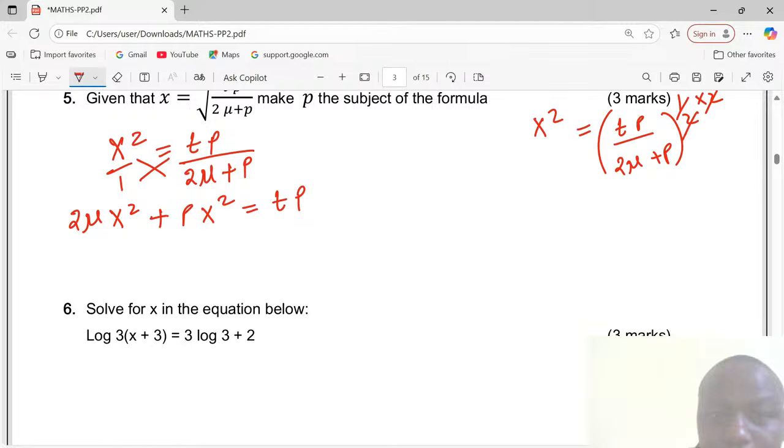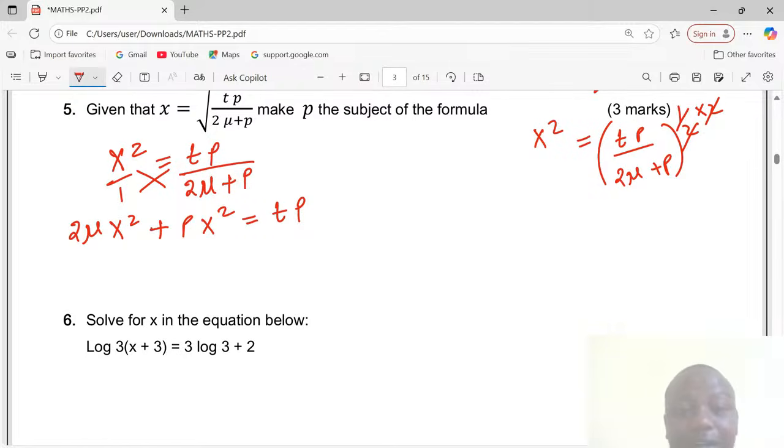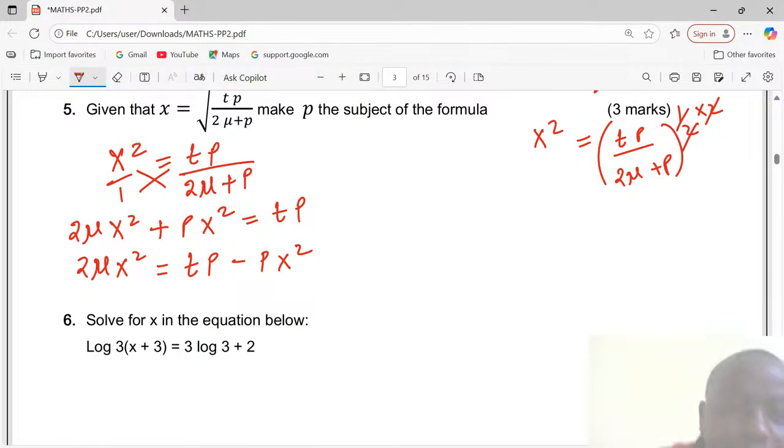at such a point, you group all the terms that have p together. So 2 mu x squared equals TP minus P x squared. So the term which has p is taken to the other term which is also having p. So we can factor out p now to have T minus x squared. Then on this side, we are having 2 mu x squared that way.